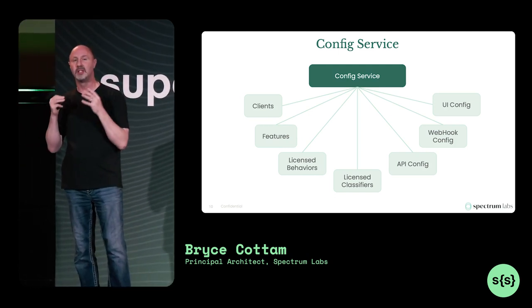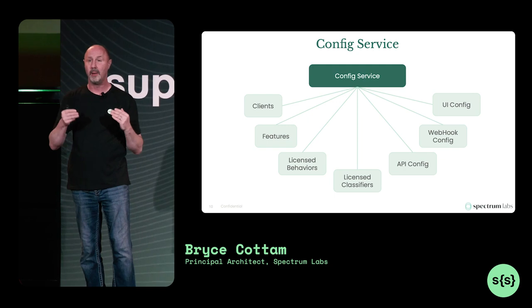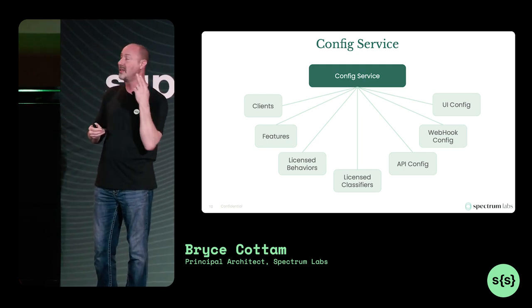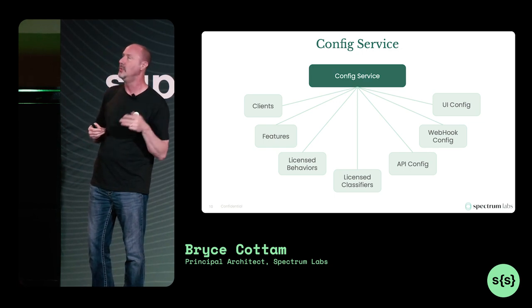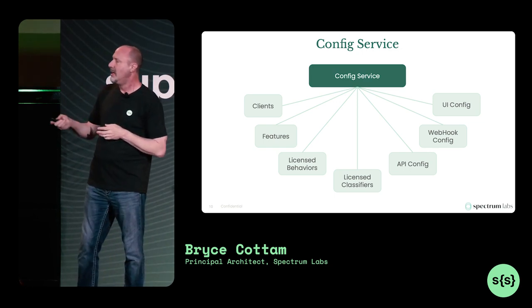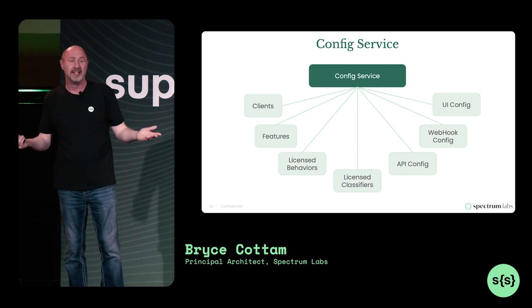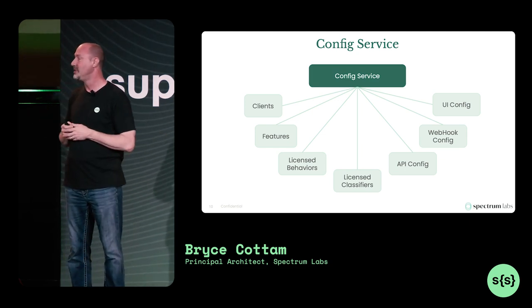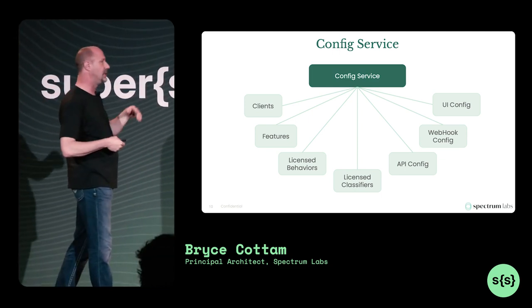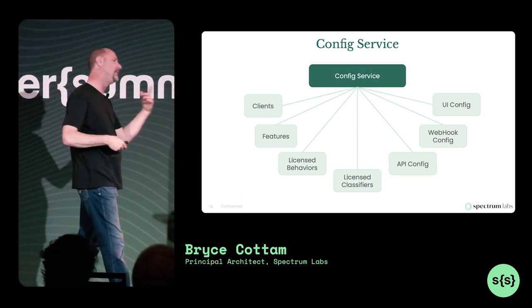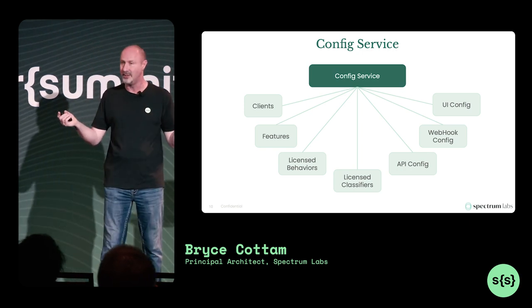This is what stores the conditions under which we should fire a webhook, what URL we should hit, what client it belongs to, what API key we should use to sign the request. Other things like what clients exist in the system, what behaviors they've licensed. Okay, so although we could have a behavior service and a classifier service and a client service and a feature service and stuff like that, we decided not to.